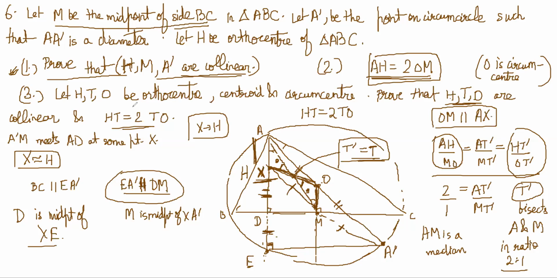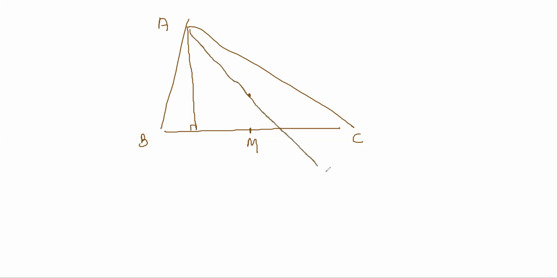The way we proved it is by proving H, M, A dash are collinear and AH is equal to 2OM, right? So we had a triangle here, A, B, C. We had an altitude. We had a midpoint here, M, and circumcenter was somewhere here. We took the point here. This point was A dash, a point on the circumcircle.